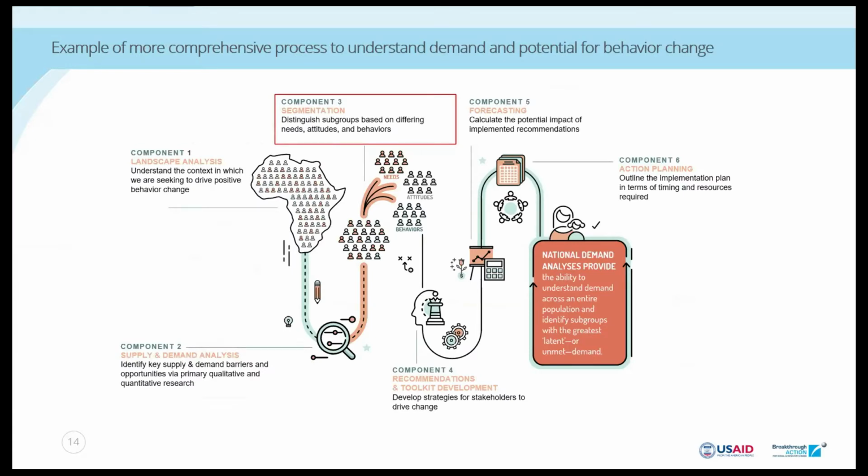This is an example of a more robust process that has been conducted. Here it's been called national demand analysis. You'll see that segmentation is just one component, but a very important one. But really this process would start with landscape analysis, supply and demand analysis, if it's in the context of family planning, segmentation, which can then be used for recommendations, forecasting, and action planning. So this is to show what a more robust process might look like and where segmentation might fit into it.